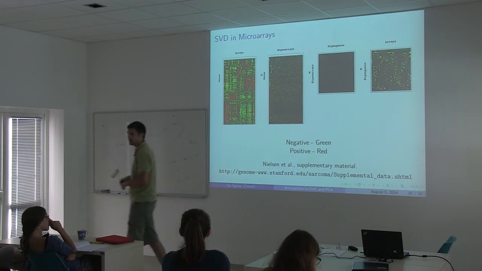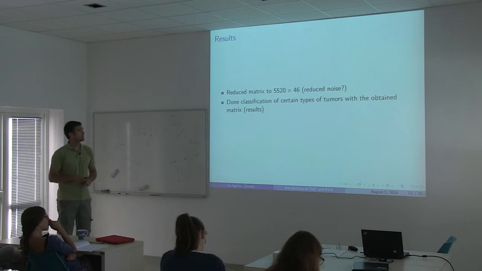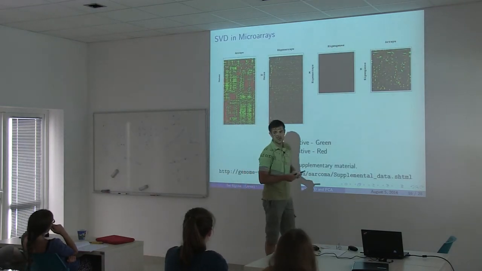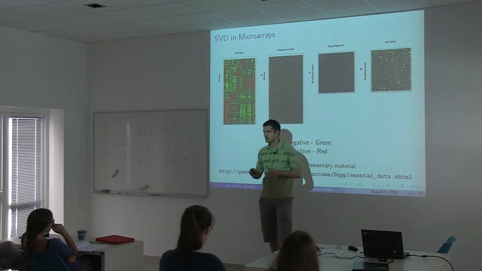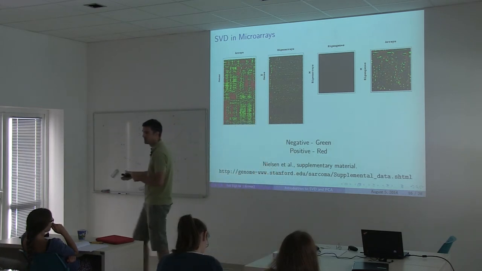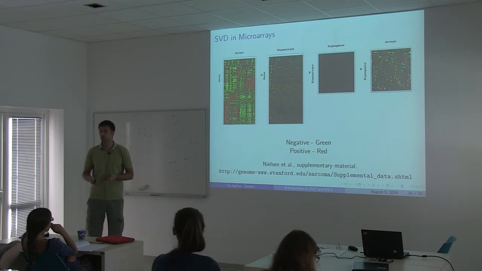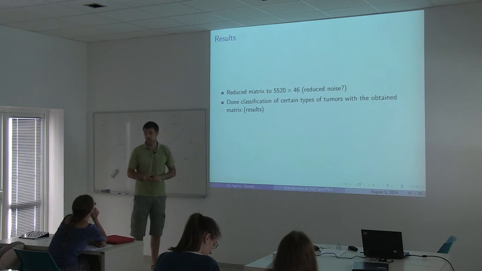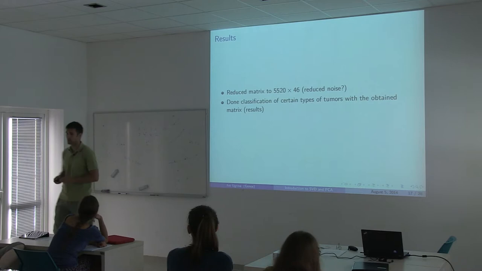Okay. Using the data that they have and using the SVD decomposition, they've reduced the matrix to 5,520 times 46. Basically, what do you think they did? They said, we're gonna cut off somewhere, make a smaller space, we're not gonna lose that much information, and have a smaller matrix, and we are gonna think that we removed noise, right? And they did classification of certain types of tumors with the obtained matrix, which is basically a result of the SVD, and they got some really nice results. Okay, this is the introduction to SVD.